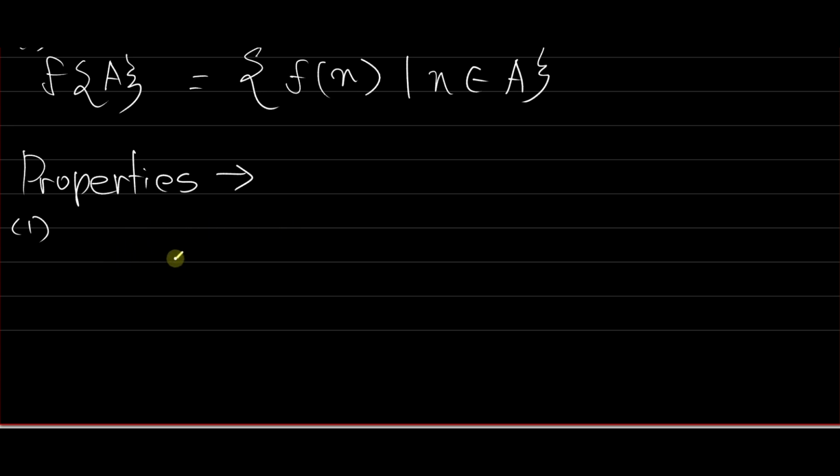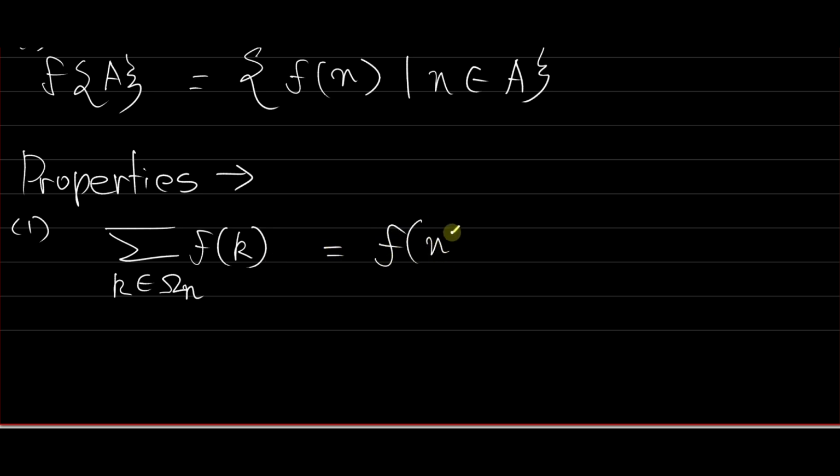Now the first property states that sigma k belongs to omega n, f of k is equal to f of n. Now this property is easy. Now see, we have omega n. Remember, omega n is a singleton set, meaning it has only one element, meaning that only one element will be passed into the sigma operator, which means that f of n, the single element in the omega n set, will be the only thing returned by the sigma operator.